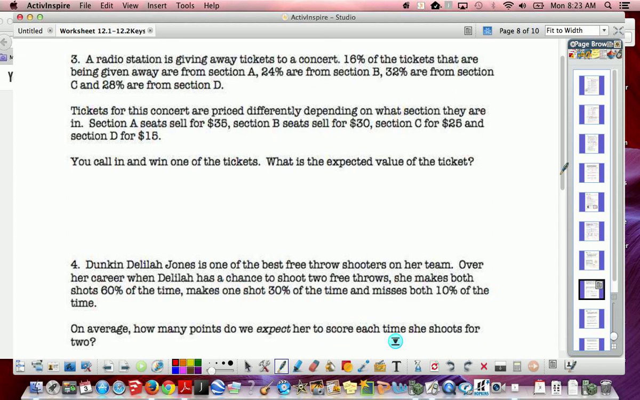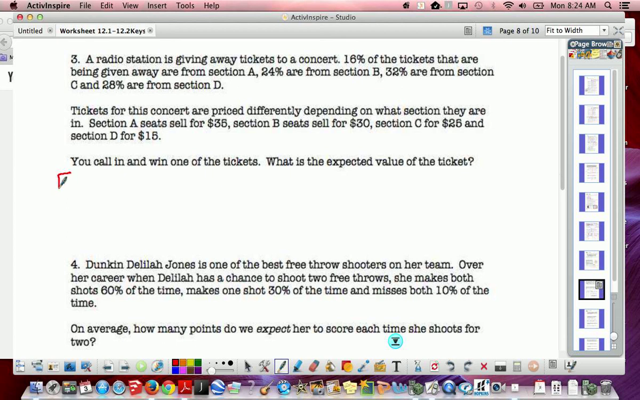It says a radio station is giving away tickets to a concert. 16% of the tickets being given away are from Section A, 24% are from Section B, 32% are from Section C, and 28% are from Section D. Tickets are priced differently depending on the section. Section A is $35, Section B is $30, Section C is $25, and Section D is $15. You call in and win one of the tickets. What is the expected value of the ticket?